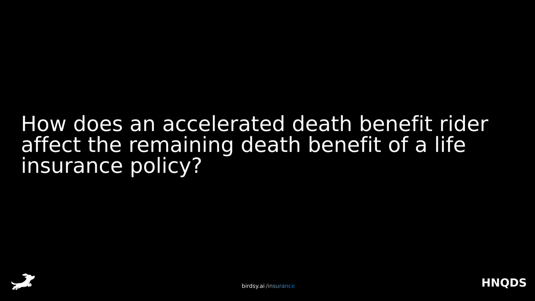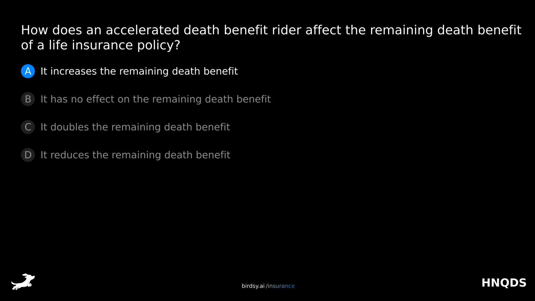How does an accelerated death benefit rider affect the remaining death benefit of a life insurance policy? Is it A, it increases the remaining death benefit? B, it has no effect on the remaining death benefit? C, it doubles the remaining death benefit? Or D, it reduces the remaining death benefit?